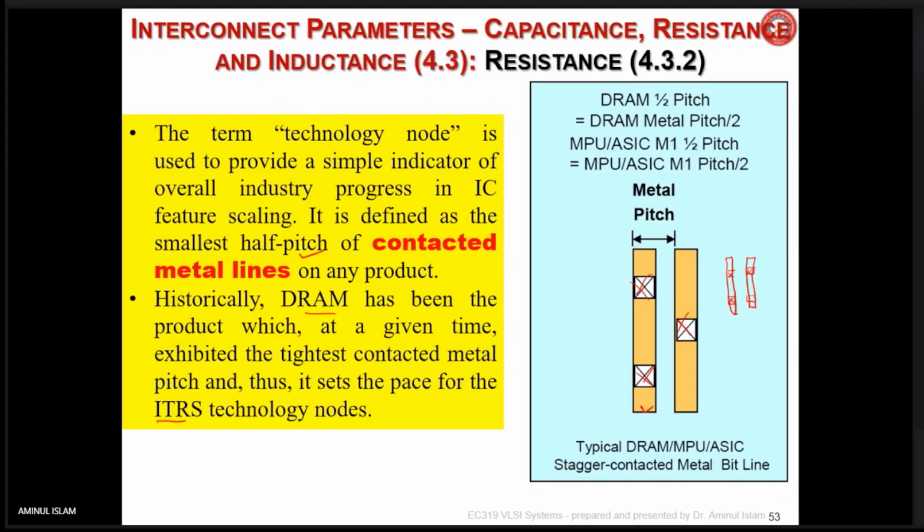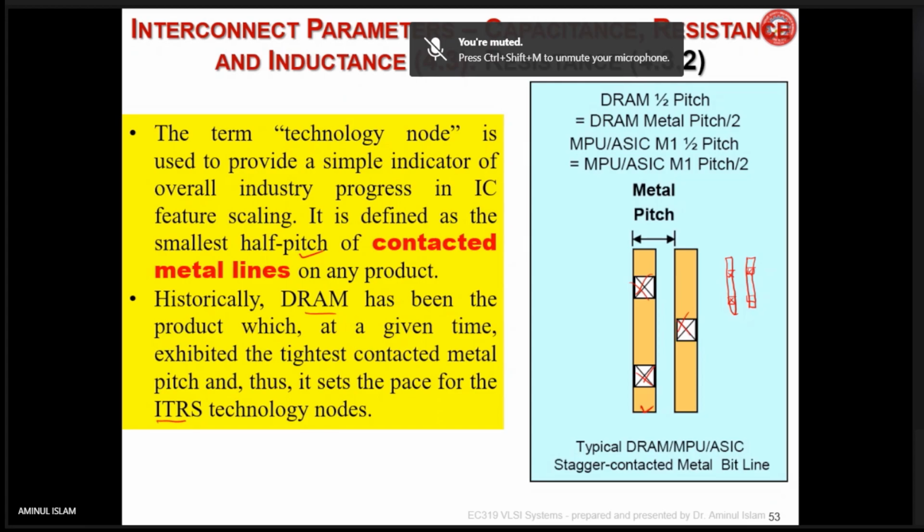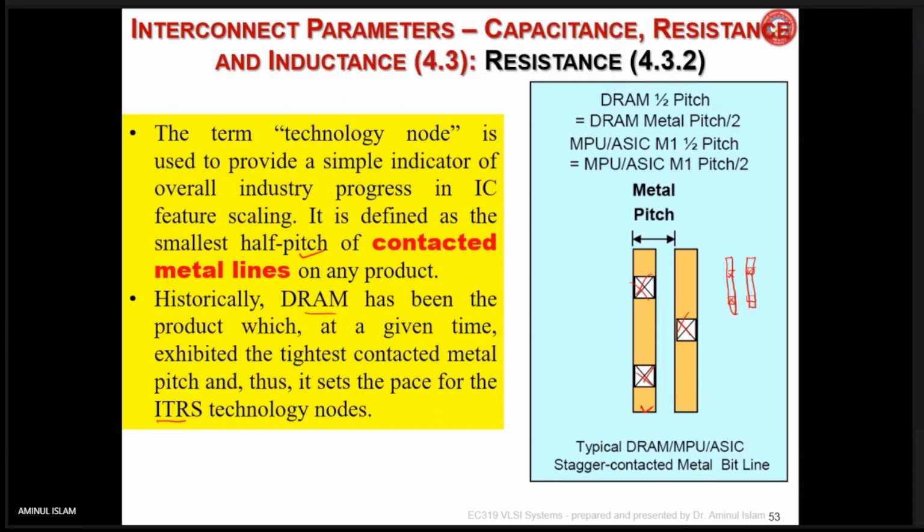One term here is technology node. We have many times said technology node or technology generation. The term technology node is used to provide a simple indicator of overall industry progress in IC feature scaling. Feature means maybe the length of your MOSFET or the width of metal, etc. It is defined as the smallest half pitch of contacted metal lines on any product.